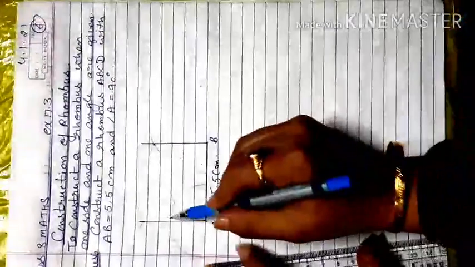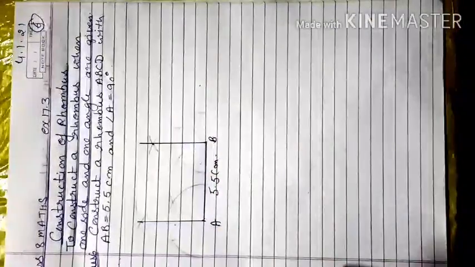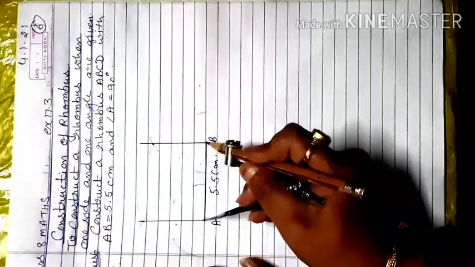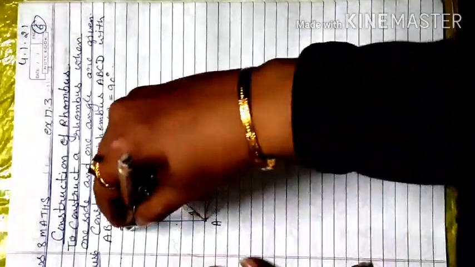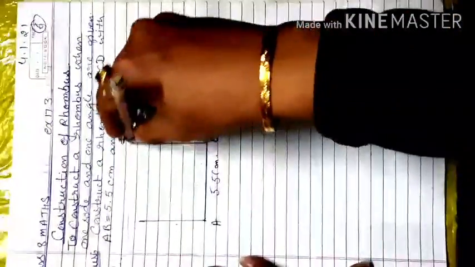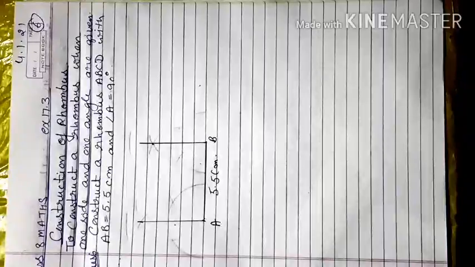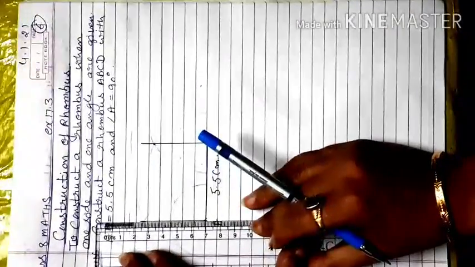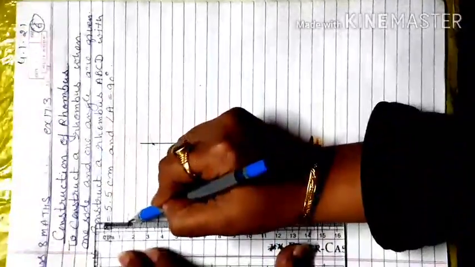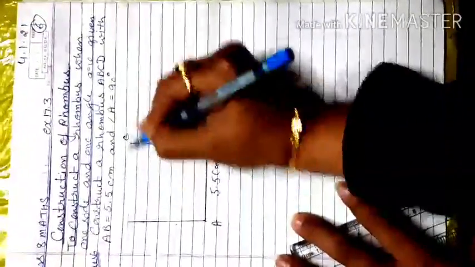Okay, but I will cut these two sides as 5.5 centimeters. So what I will do, I will just open the compass as 5.5 centimeter, mark it here 5.5 centimeter, mark it here 5.5 centimeter, and that will be my points C and D. So I just join that one.